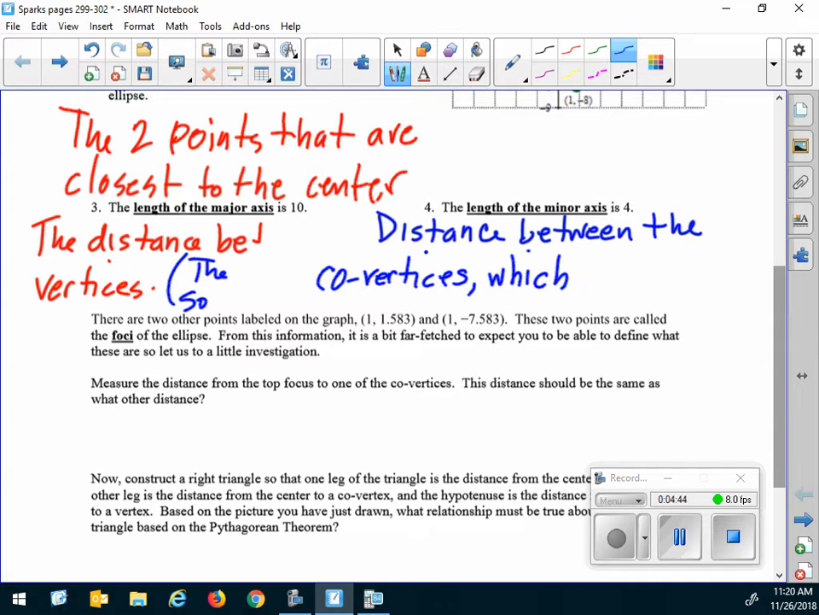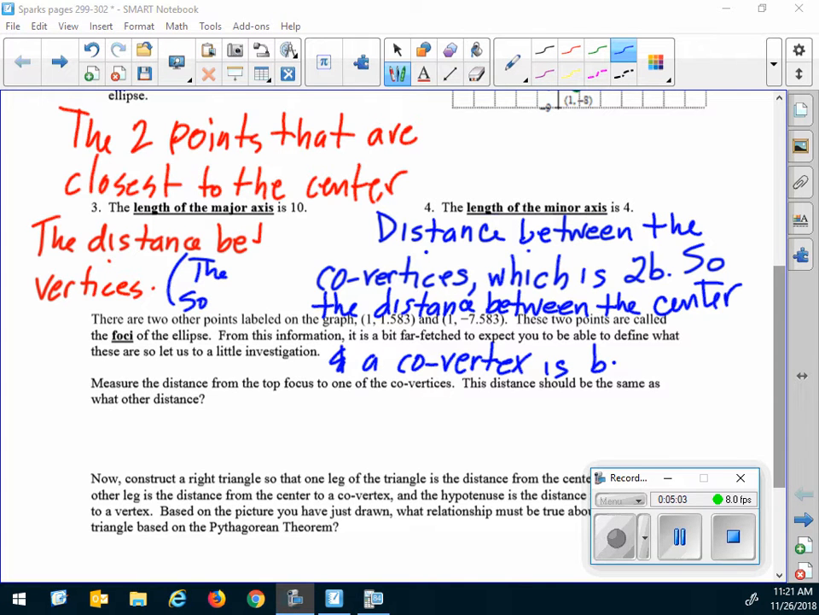Now here's my part, which is 2b. The distance between the co-vertices, or the minor axis, is 2b. So the distance between the center and a co-vertex is b. All right. Distance between the co-vertices, that's the minor axis, and it's 2b. So the distance between the center and a co-vertex is b. Are you okay there? Some of you still need a minute to write. I'm going to erase this so that we can read the rest of it.